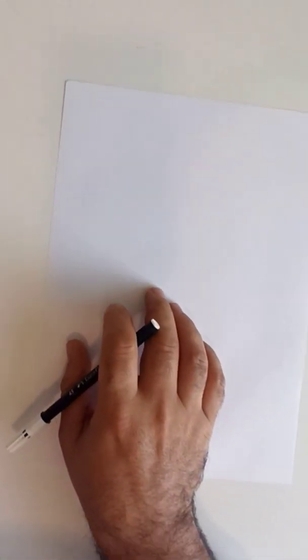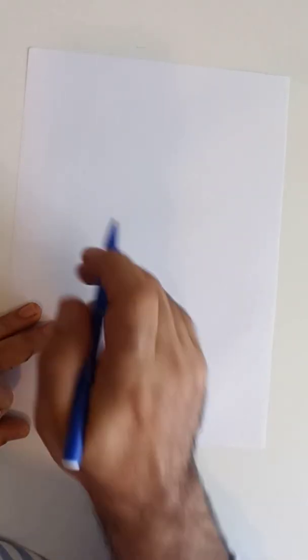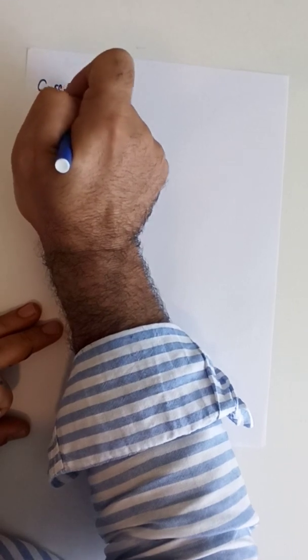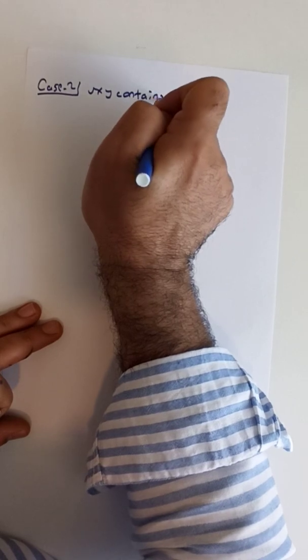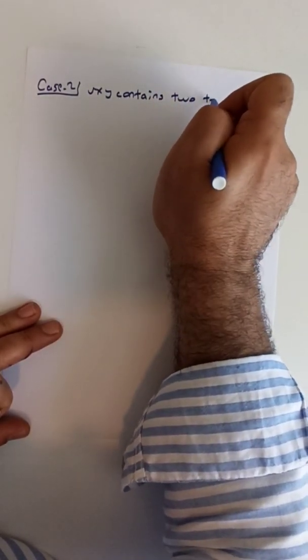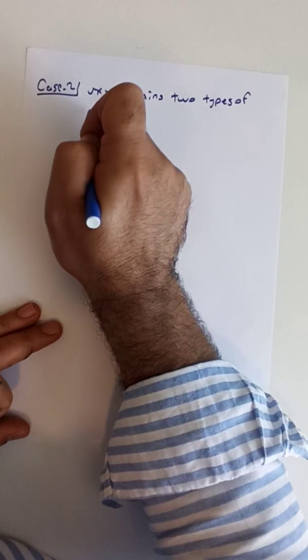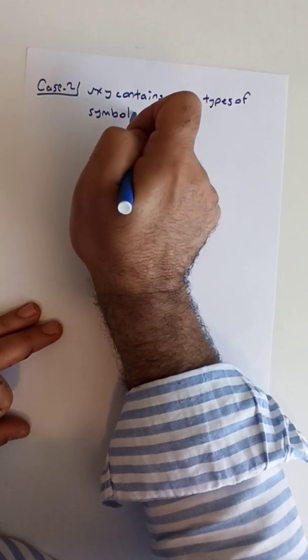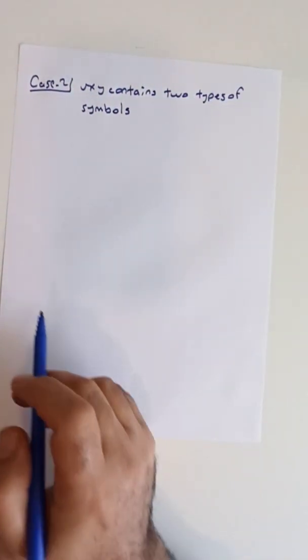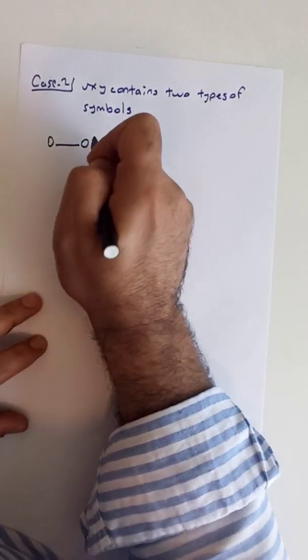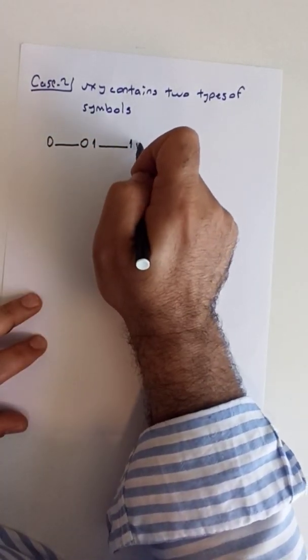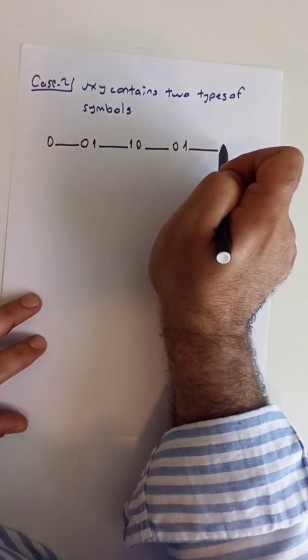Let's see the second case, case 2. In case 2, vxy contains two types of symbols. So let's try to visualize our string uvxyz. We have p many zeros followed by p many ones followed by p many zeros followed by p many ones.